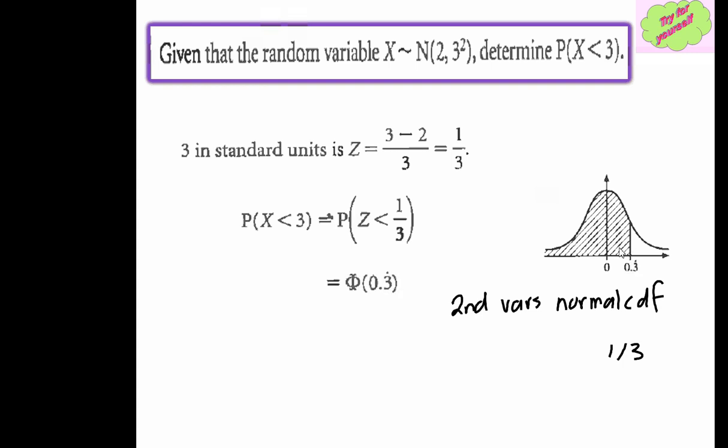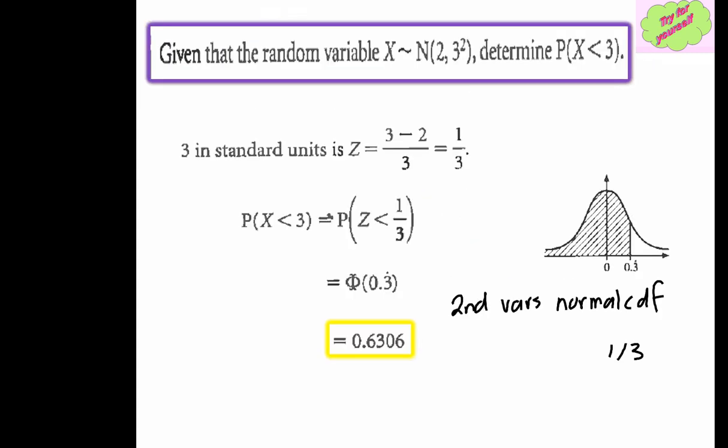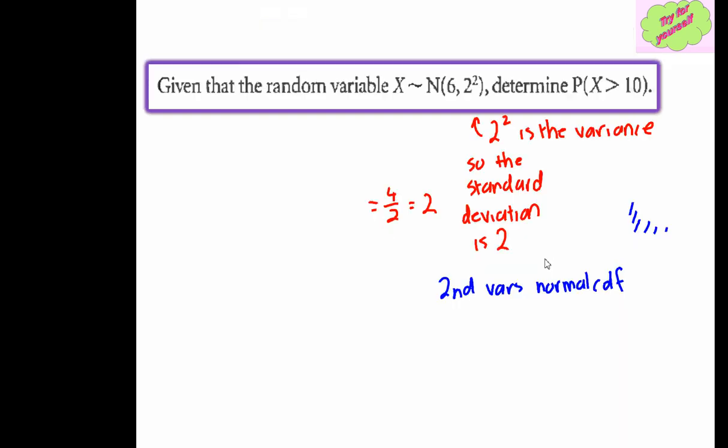So you go second vars, normal CDF. Lower bound is negative 1E99. Upper bound is 0.3 recurring, or you can do 1/3, because that's what 0.3 recurring is. Don't do 0.3, because that's different. And you get 0.6306. Again, that makes sense because 0.6306 is more than half of the standard normal curve.